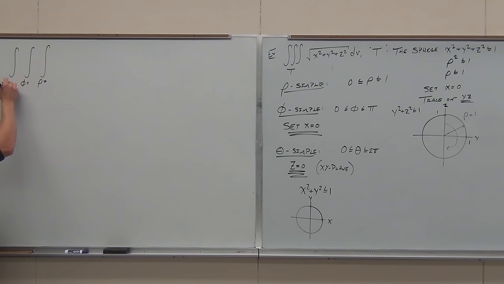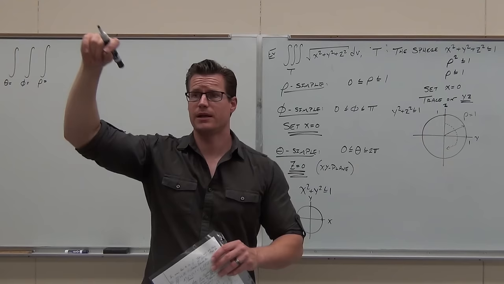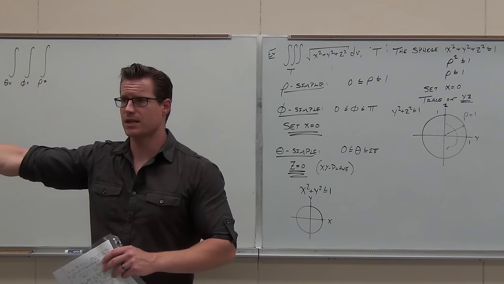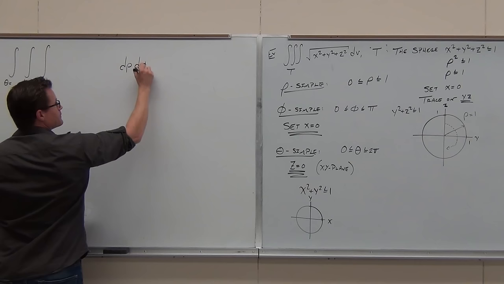These things always go rho on the inside, then phi, theta's last. Theta, just like on polar, theta's last. So you always have it that way. Which means that I need a d rho, d phi, d theta at the very back end. That has to be there.